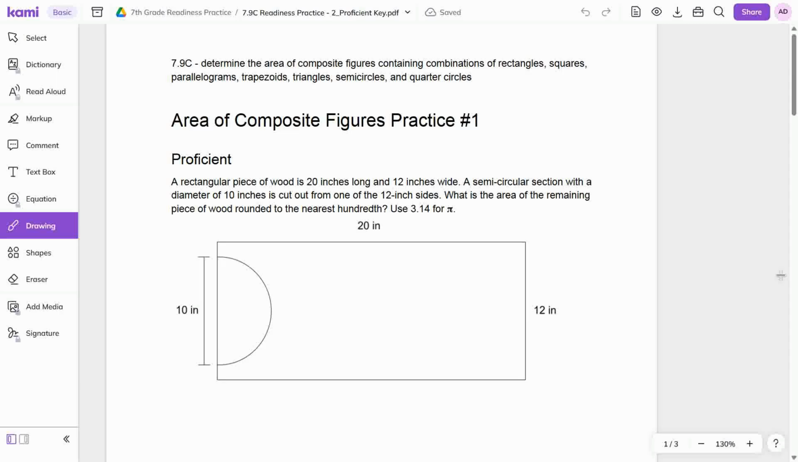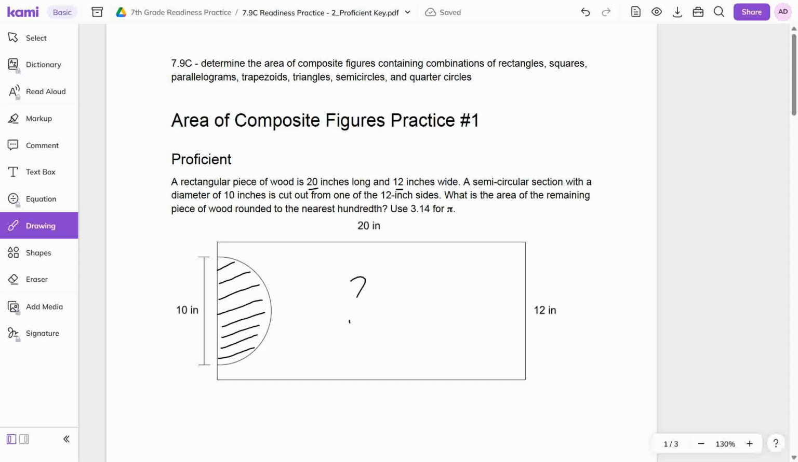So we have this rectangular piece of wood. You see it's 20 by 12. And then we've got this section cut out right here, a semicircular section with a diameter of 10. We need to figure out what is the area of this remaining wood. So this is a composite shape, but it's got a part removed.